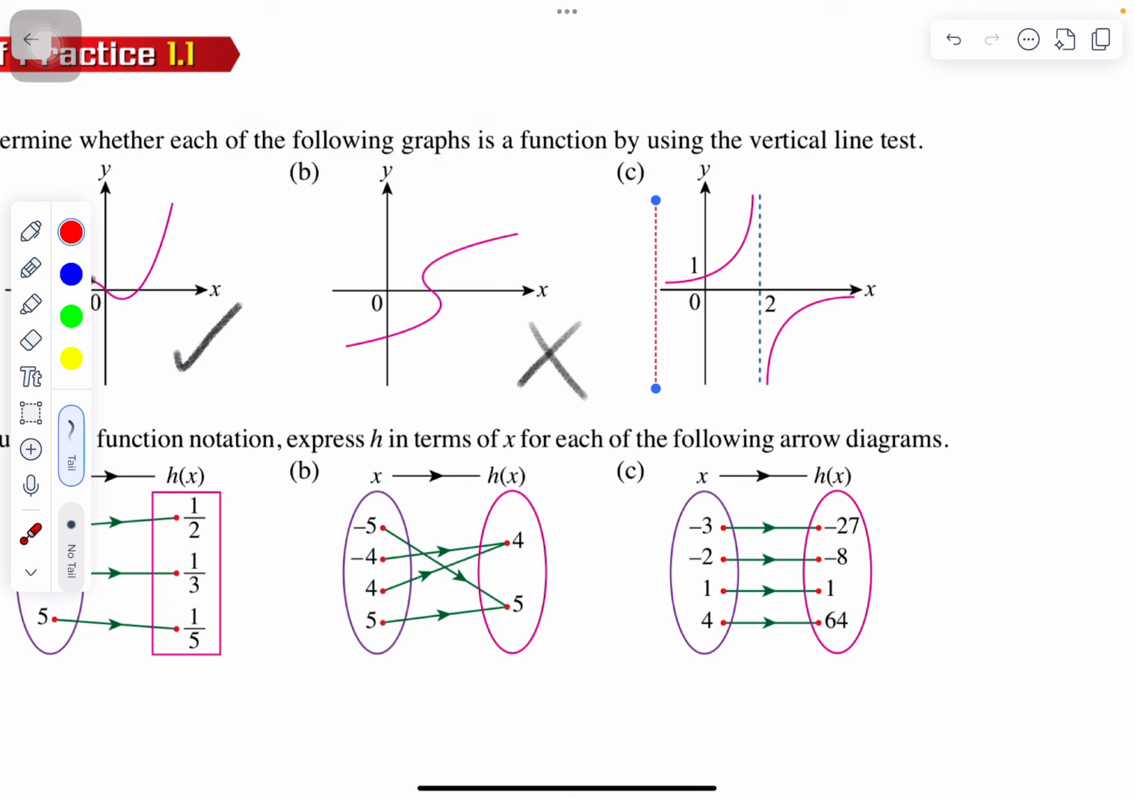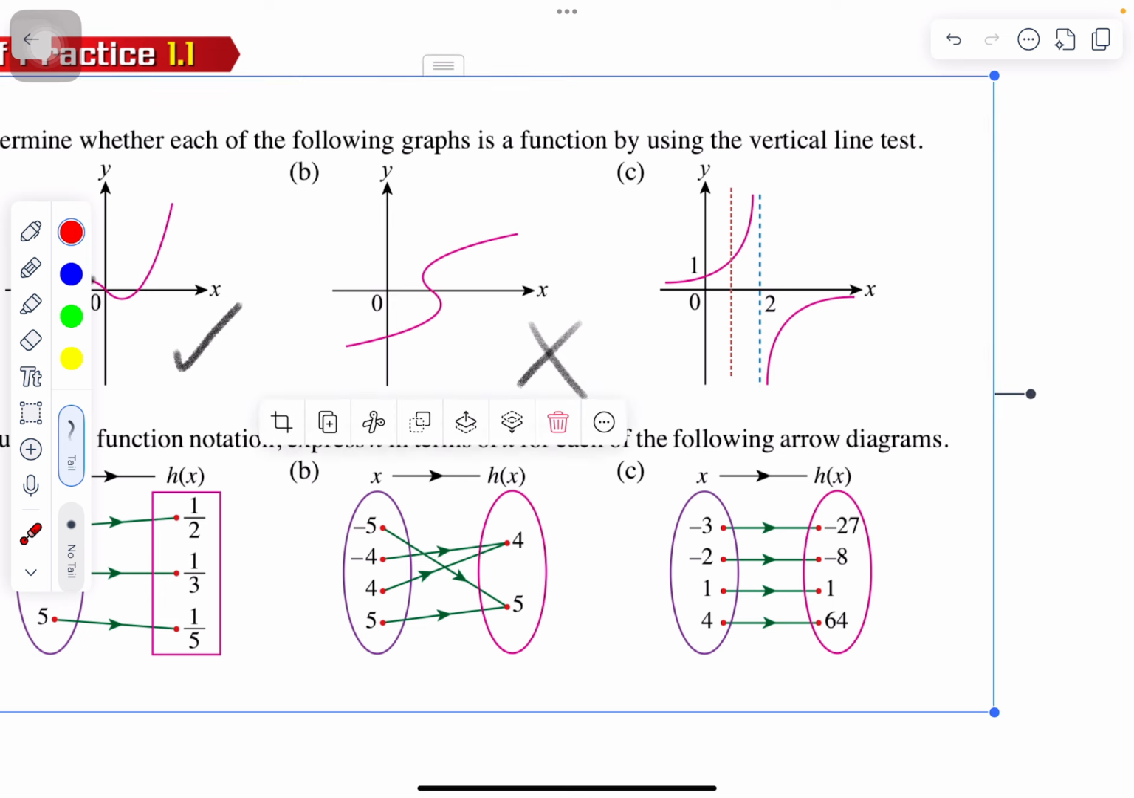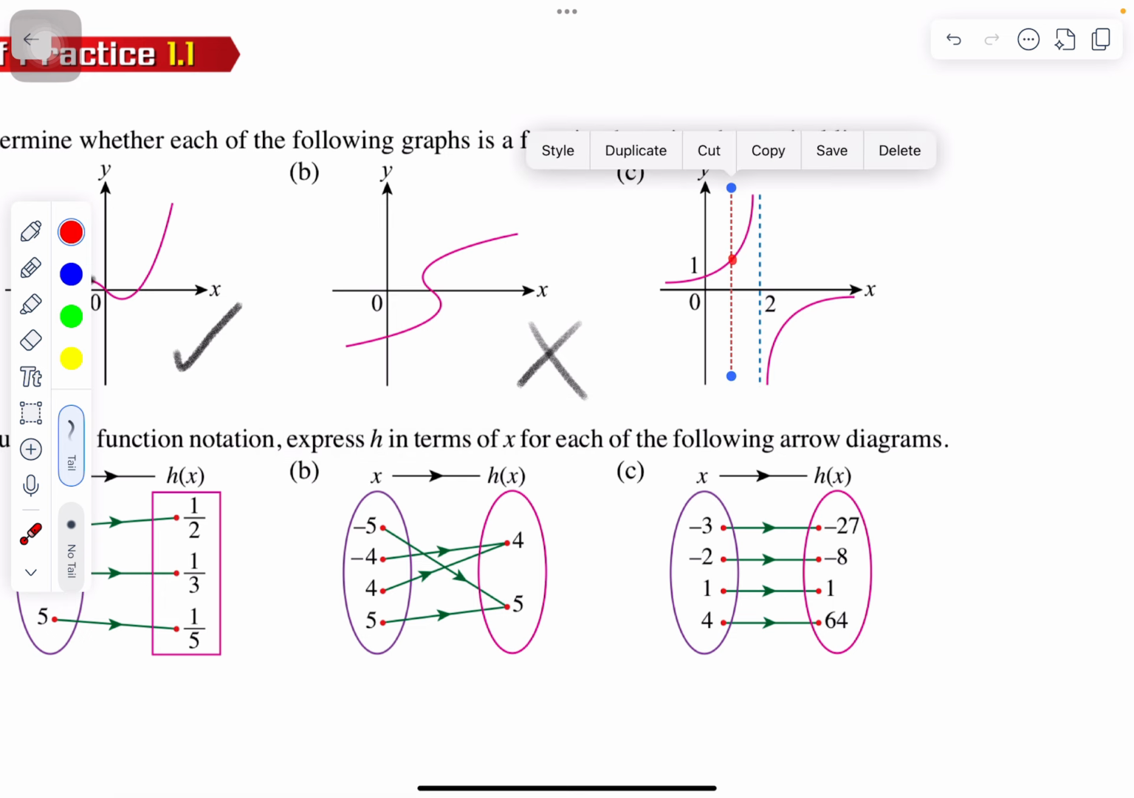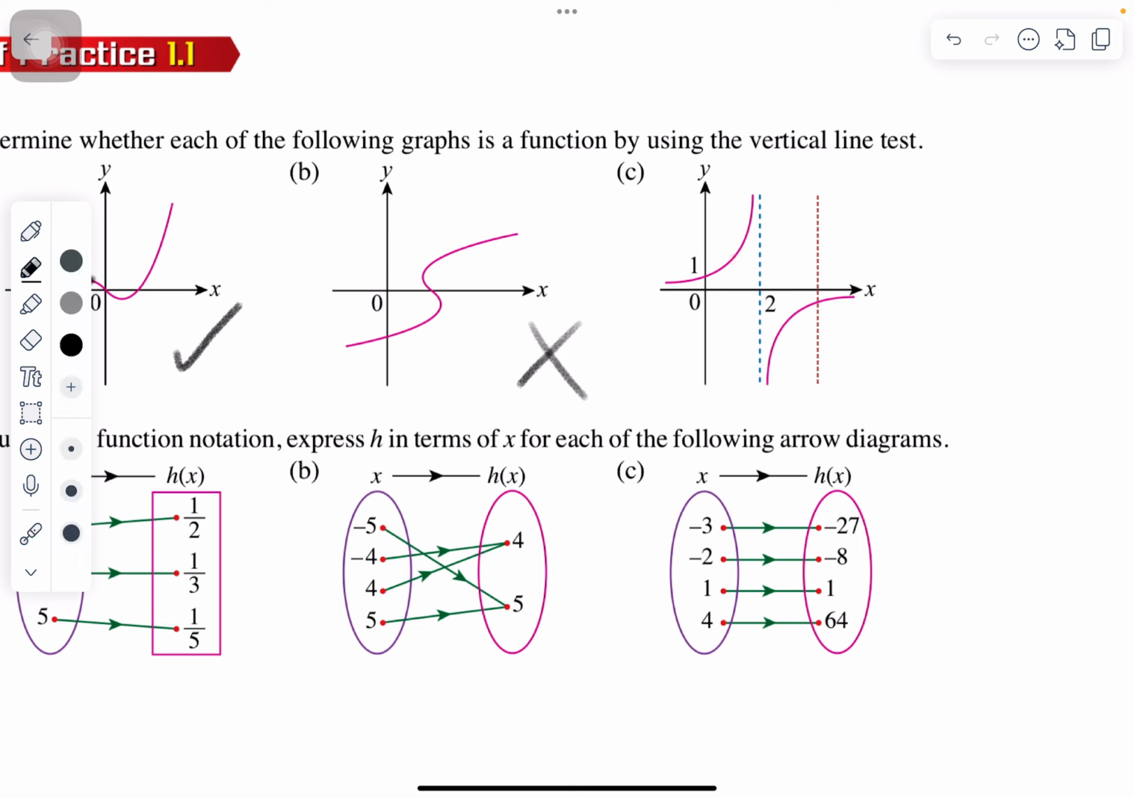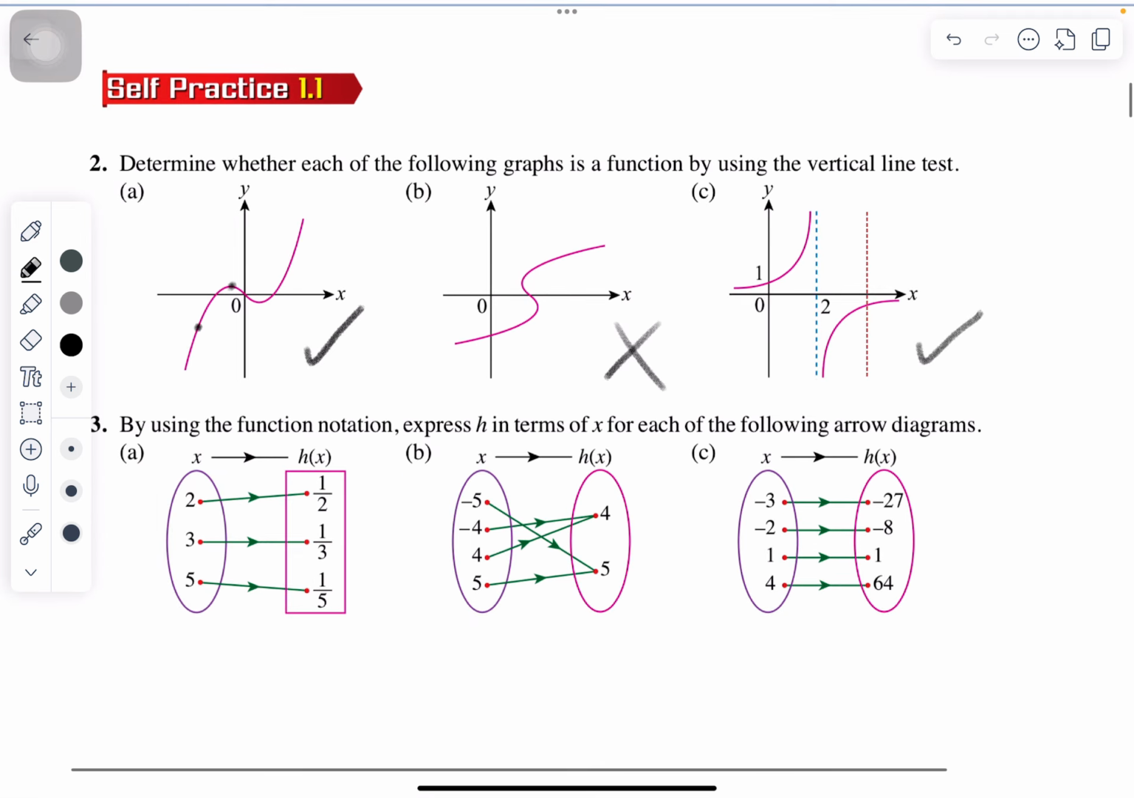Okay, we bring the vertical line here, all 1, 1, 1, 1. Okay, it only intersects at 1 point here. And then we bring it all the way here, everywhere, it only intersects at 1 point. So this passed the vertical line test. This is a function. Okay.